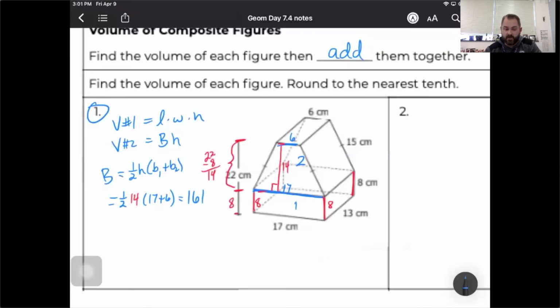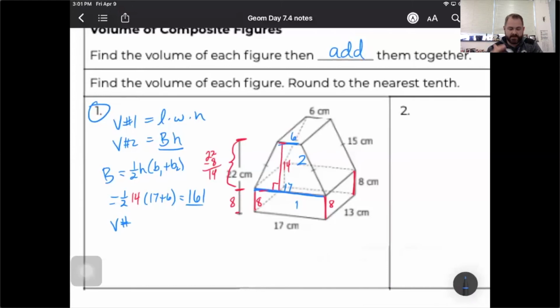Now, to find the volume here, we're going to take that base area. So volume number 2 here, that top portion, I actually kind of went out of order, but we're finding that top portion first because it's the most challenging. Volume number 2, we're going to take that base area, 161, times the height of the trapezoidal prism. That's the distance between the trapezoids. So from one trapezoid to the other is 13. Then when I do 13 times 161, I get 2,093. So that's that volume of that portion.